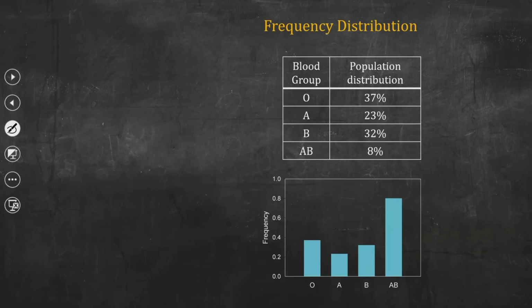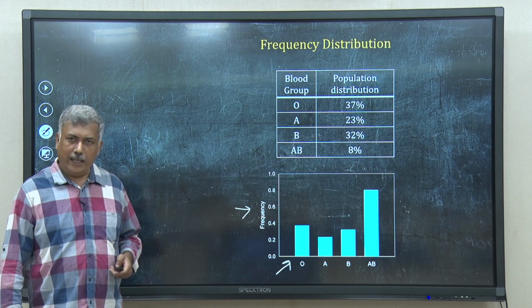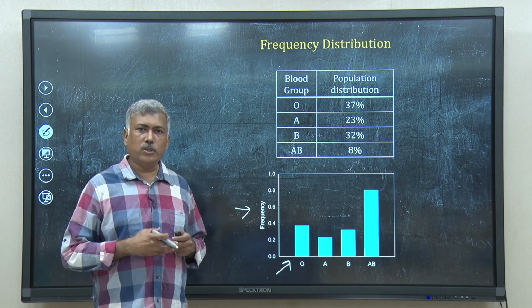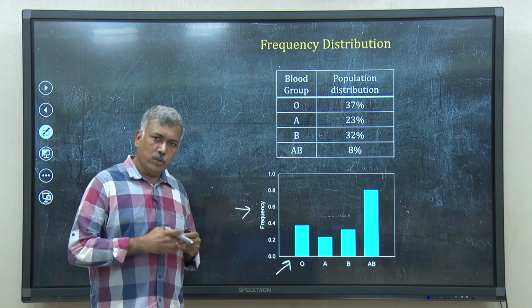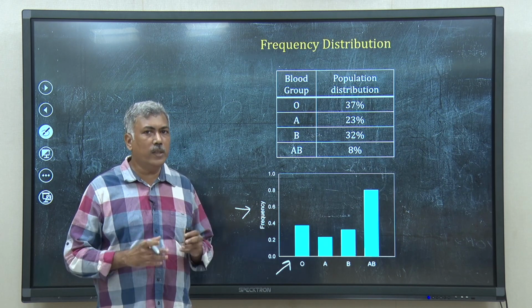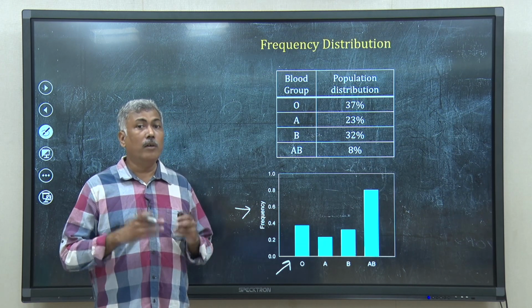I have the frequency on the vertical axis and the blood groups O, A, B, AB on the horizontal axis. So, this is the frequency distribution or frequency histogram for this blood group. What we are showing here by this data or the histogram is the frequency distribution of blood groups in our population.